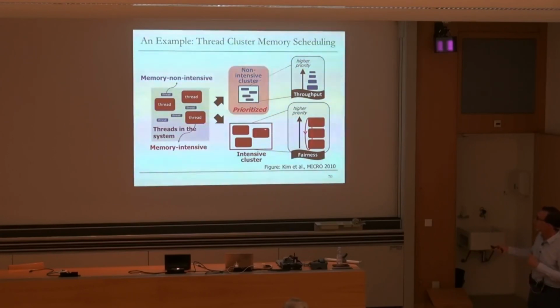That improves throughput. Now, for the intensive cluster, you need to be careful in how you handle these. With these very memory-intensive threads, if you prioritize one over the other for a long time, the one that's deprioritized degrades a lot in terms of performance. So for fairness, we do somewhat of a round-robin scheduling policy. We form a ranking among these threads and shuffle that ranking over time. So the key idea is to separate into two groups. One group you prioritize, because prioritization improves performance and doesn't affect the other applications. The other group, you shuffle the priorities over time. And this improves performance and fairness.